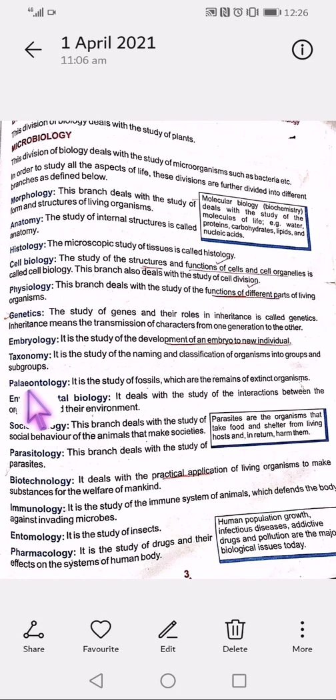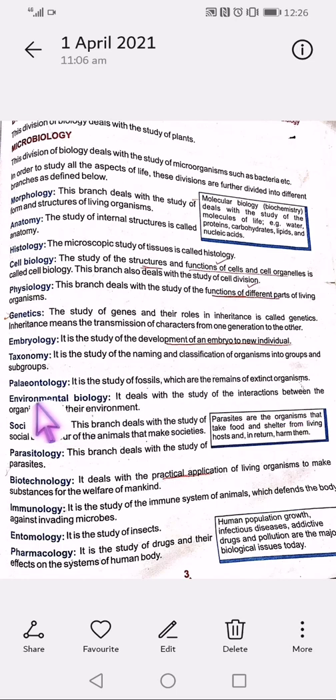Then comes paleontology. The word paleon means fossils. The study of ancient remains that have gone away, maybe extinct or maybe endangered or maybe no more in the world, but they are called fossils. It is the study of fossils, which are the remains of extinct organisms.